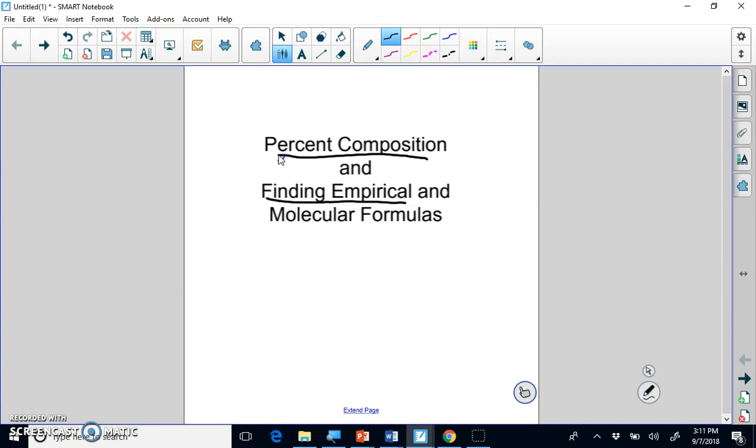So today we're going to learn how to calculate percent composition, which I think we've already sort of done. And then using percent composition, you can find something known as the empirical formula.